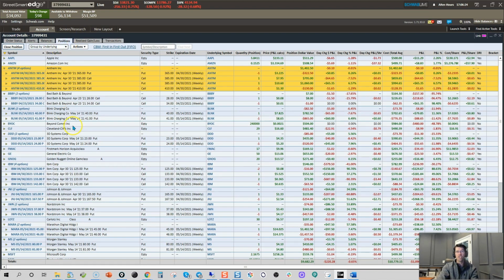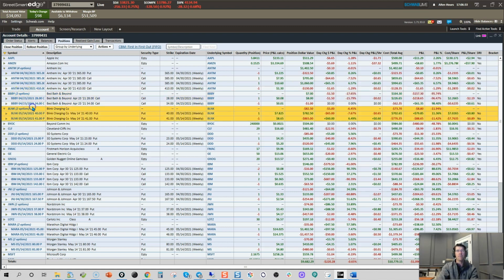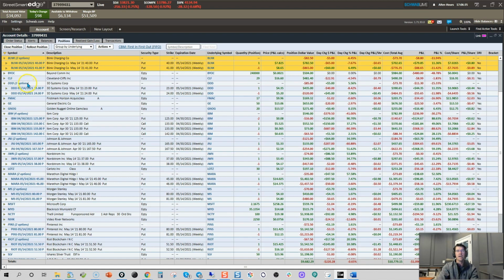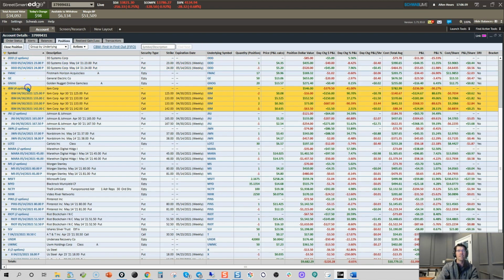So as far as managing my trades, I love to take them. It's really simple to follow that web-based platform. When I see all the options trades in here, like I'm in BBBY for call side, I'm in BLNK for put sides, DDD, I'm in that for a put side as well. These are vertical put spreads. I'm in an IBM options trade as well.